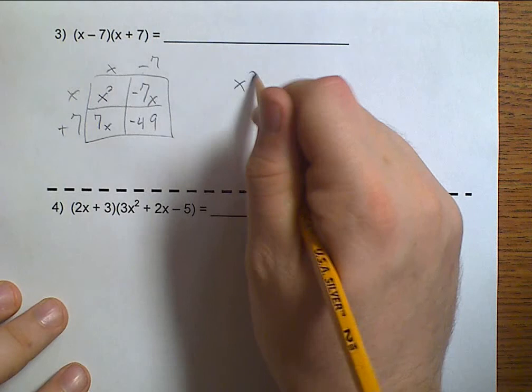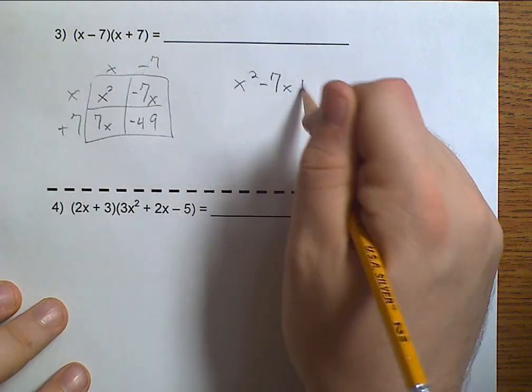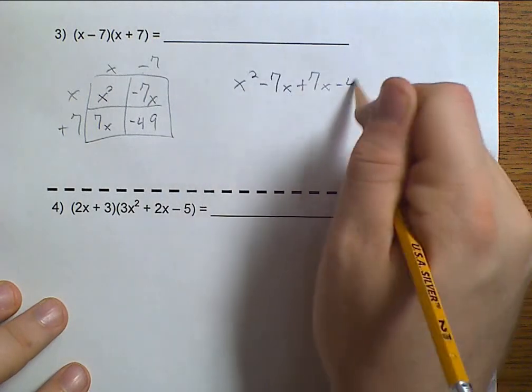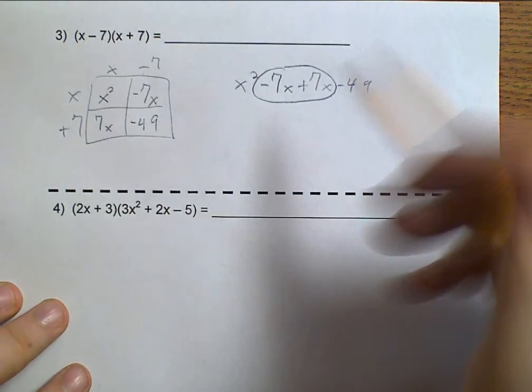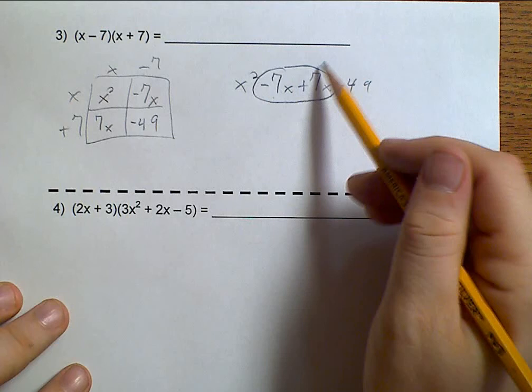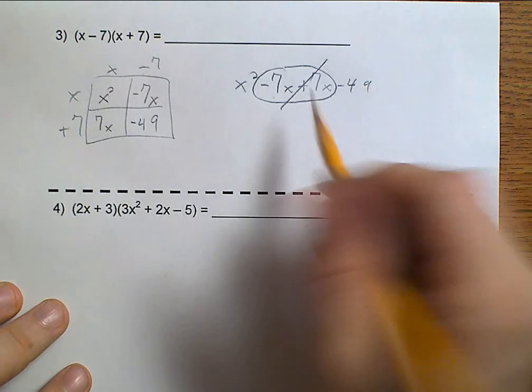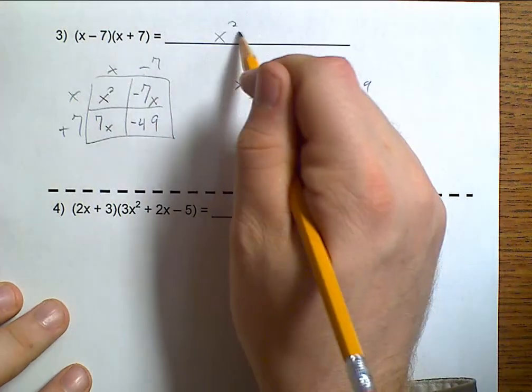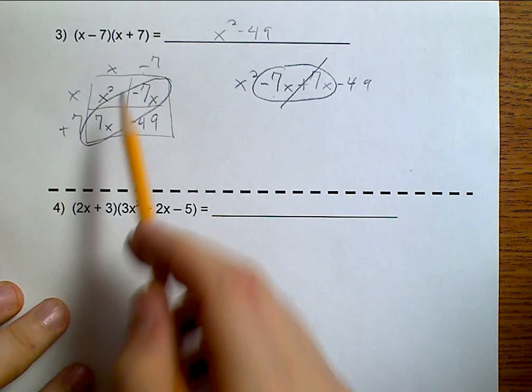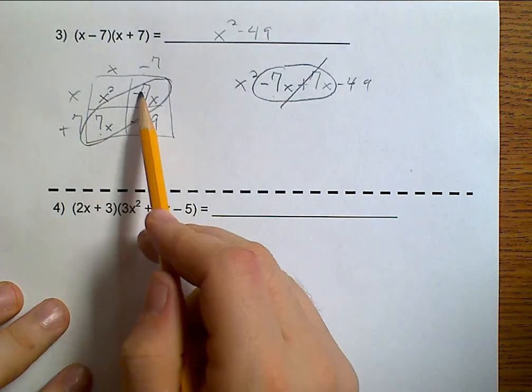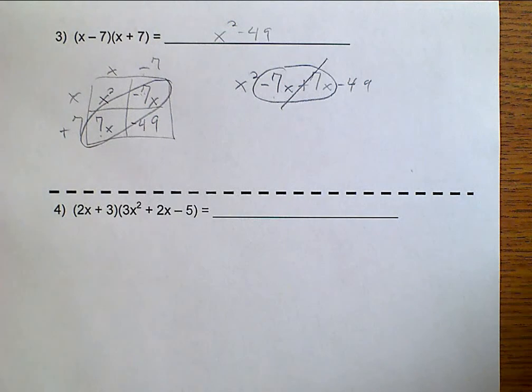X squared minus 7x plus 7x minus 49. We have some like terms. Negative 7 plus 7, they actually cancel each other out, leaving us x squared minus 49. And again, you could have actually looked up here, and it's 7 minus 7 is 0. And so there would be no middle term.